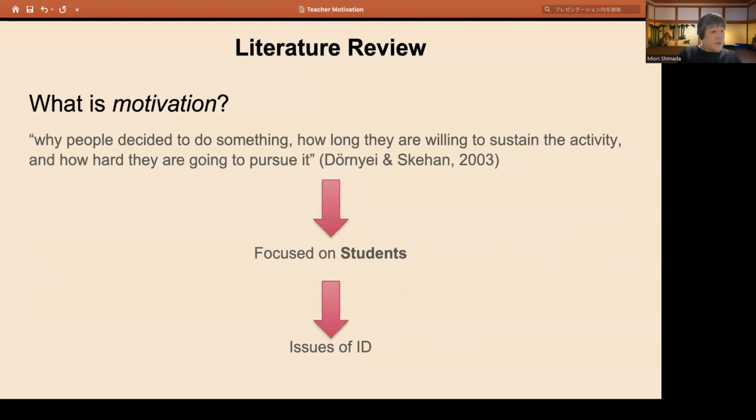So what's motivation? Dörnyei and Skehan 2003 define motivation as why people decide to do something, how long they are willing to sustain the activity, and how hard they are going to pursue it. However, scholars such as Al-Hoorie 2017, Dörnyei and Ryan 2015, and Gardner 2010 point out that much of SLA motivation research is student-centered and therefore focuses on issues of identity.